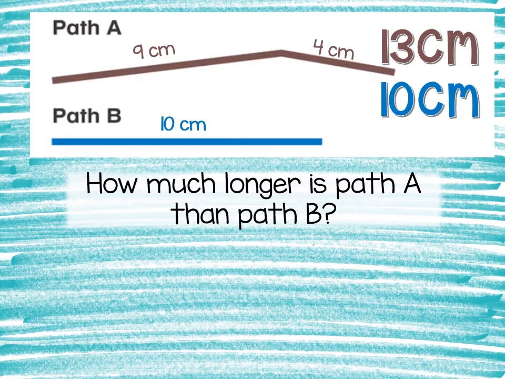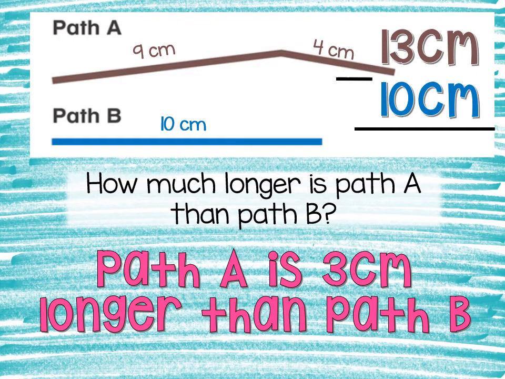So when we see those words, how much longer, remember that means we're comparing. And if we're comparing, should we add those numbers together or subtract them to figure out how much longer? We should subtract those numbers. So 13 minus 10, path A is 3 centimeters longer than path B.